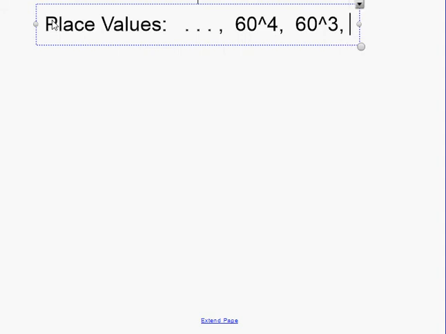The place values in the Babylonian system are powers of 60. So place values for the Babylonian system start off and then 1.